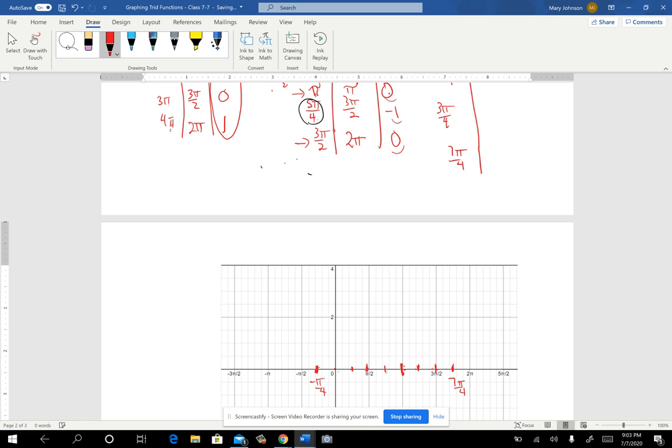So the halfway spot, see how you have 1, 2, 3, 4, 5, 6, 7, 8 spaces? The halfway spot would be 1, 2, 3, 4, right there. And then you need to be able to interpret what that is. So this is 1 pi over 4, 2 pi over 4, this would be 3 pi over 4.